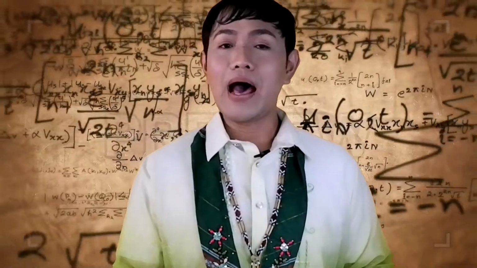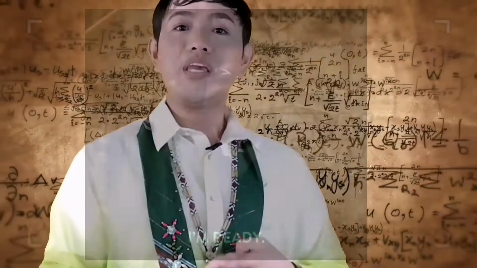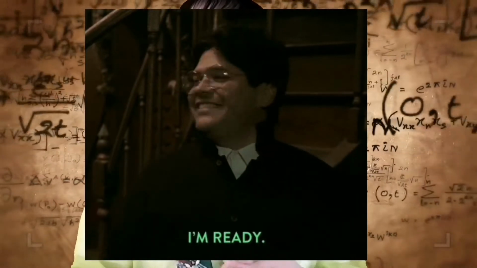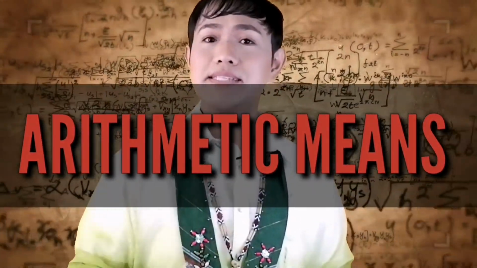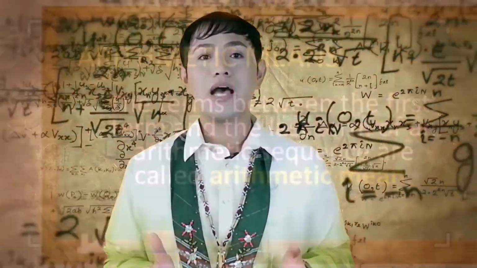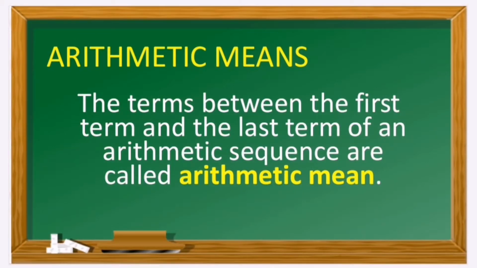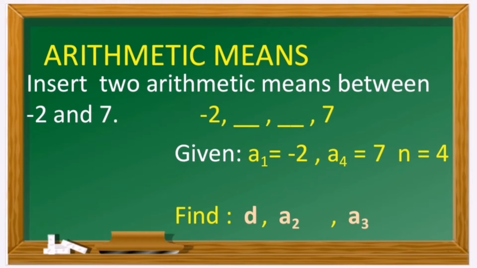Now that you know how to determine the nth term of a given arithmetic sequence, we are now ready to use what we have learned in finding arithmetic means. But what is an arithmetic mean in the first place? Arithmetic means are just terms between the first term and the last term of an arithmetic sequence. Example, insert 2 arithmetic means between -2 and 7.